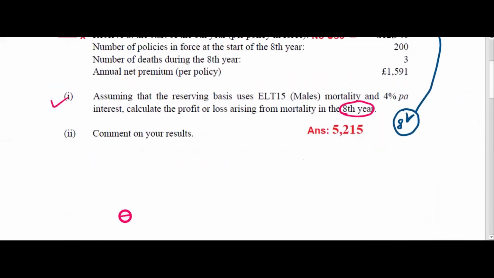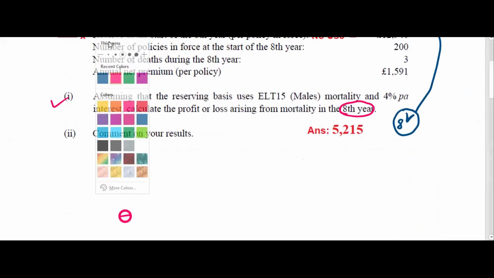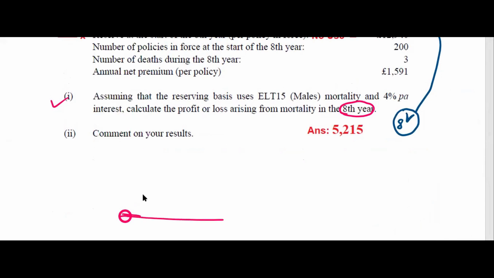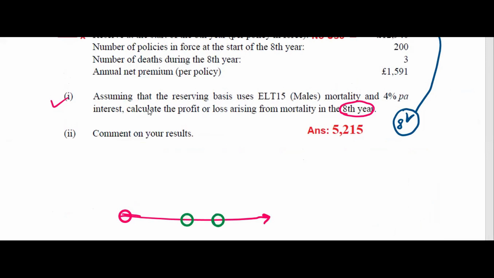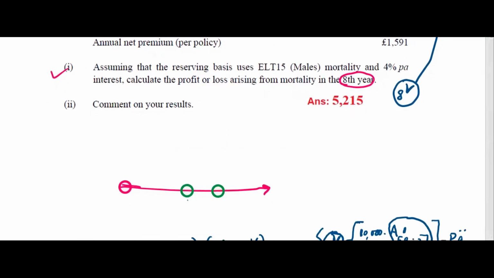So you consider any year. We don't need the whole. This is a 1 year concept. You consider any year. Suppose this year is the Tth year, T to T plus 1. Age will be x plus T plus 1. Here we have reserve Vt.